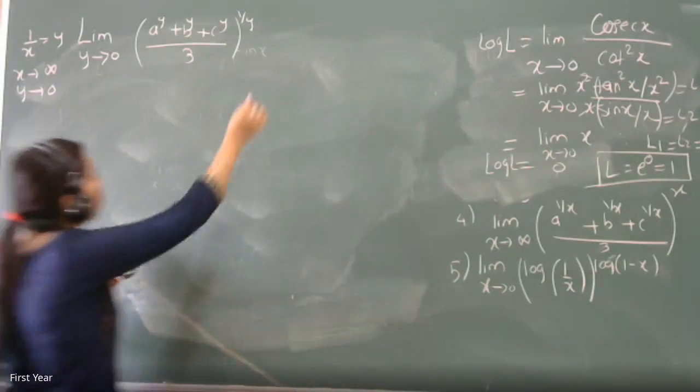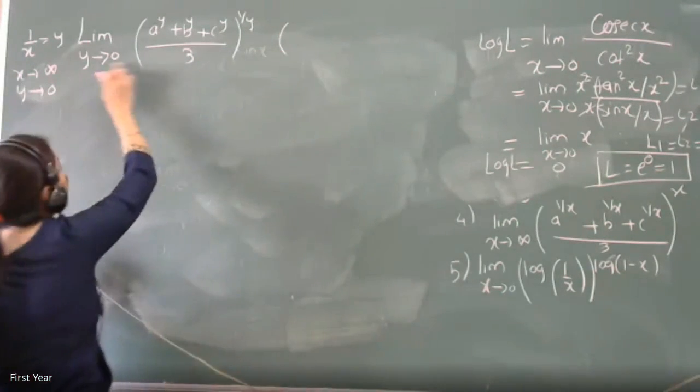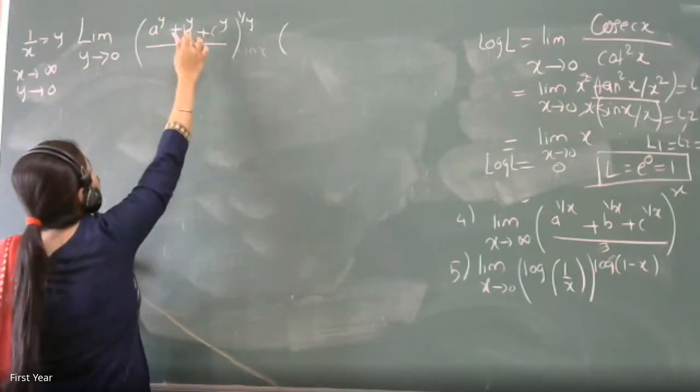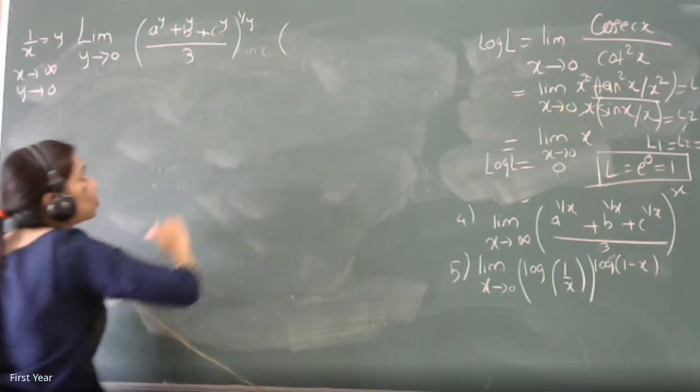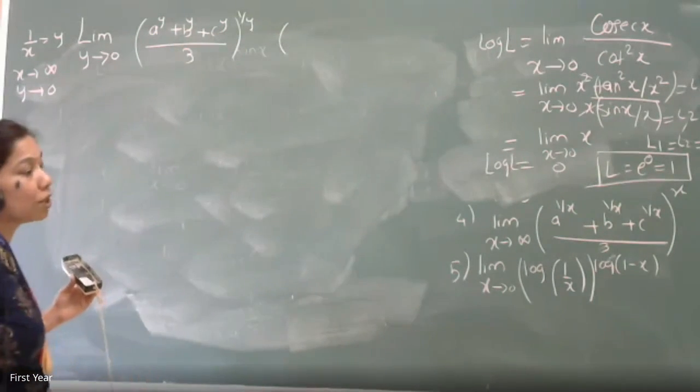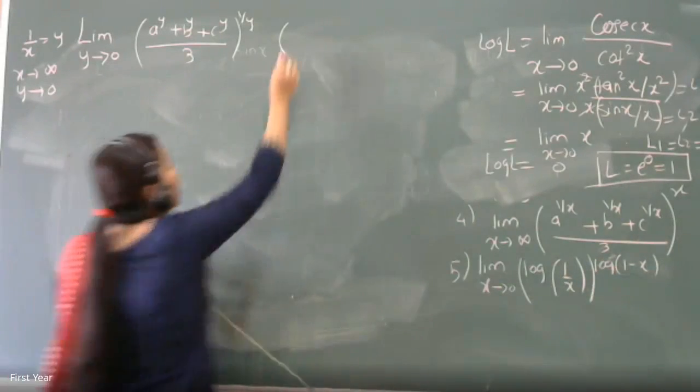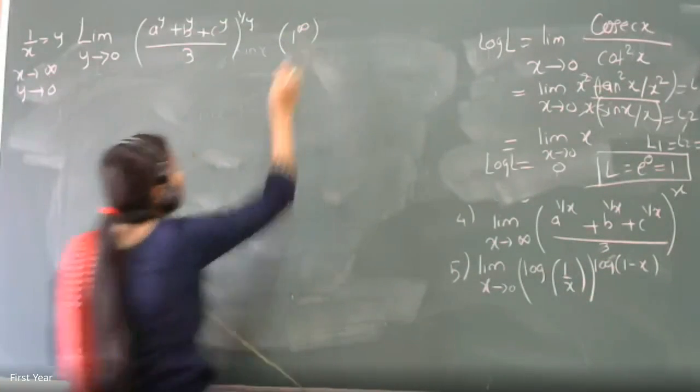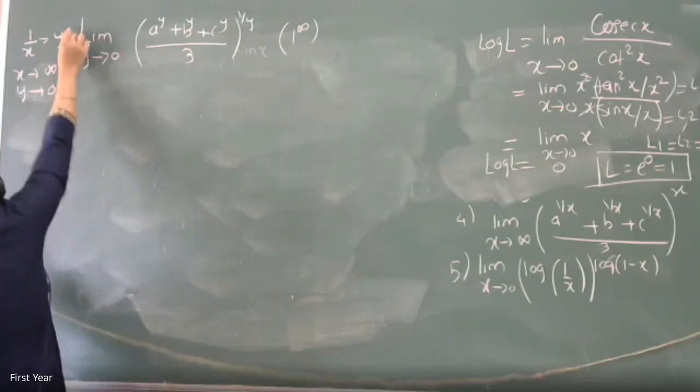And now what is the form? When you put y equal to 0, a raised to 0 is 1, b raised to 0 is 1, c raised to 0 is 1. So it is 1 plus 1 plus 1, 3 divided by 3, which is 1, raised to infinity. So the form is 1 raised to infinity. And this is your L.